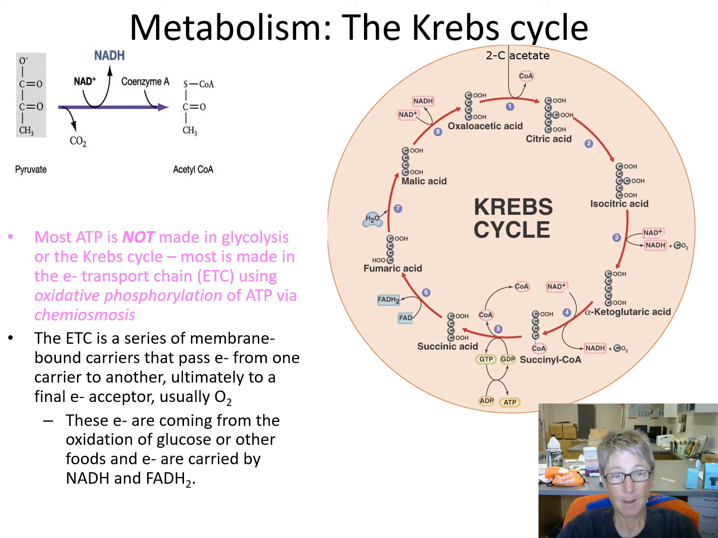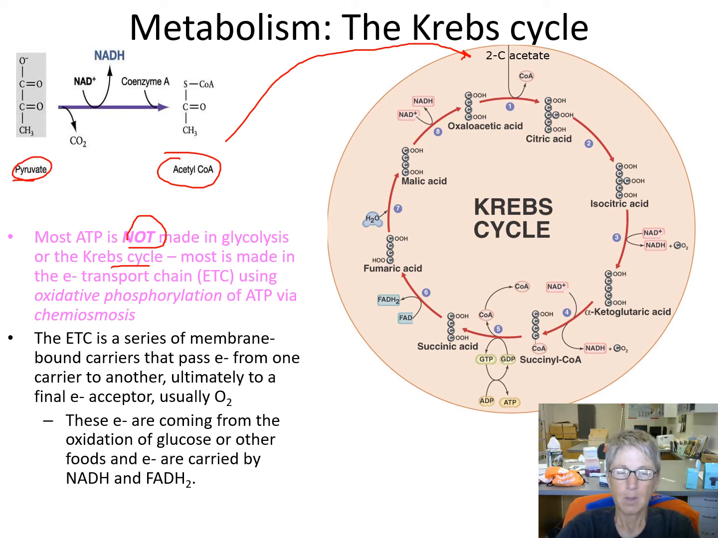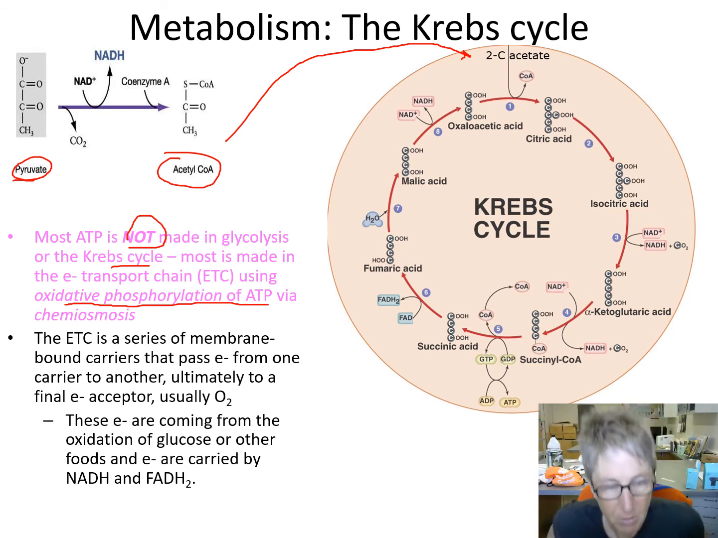All right, so here's the pyruvate that went in from the end of glycolysis. Here's the acetyl-CoA that's going to go into the Krebs cycle. Most ATP is not made in glycolysis, and most ATP is not made in the Krebs cycle either. Most is made in the electron transport chain, which I've been telling you, you make a buttload of ATP if you can get your electrons to the electron transport chain. And the electron transport chain is going to use this process called oxidative phosphorylation of ATP. So you're going to take ADP with a D and phosphorylate it with ATP in an oxidative process, and also via this process called chemiosmosis that we'll look at in a minute.